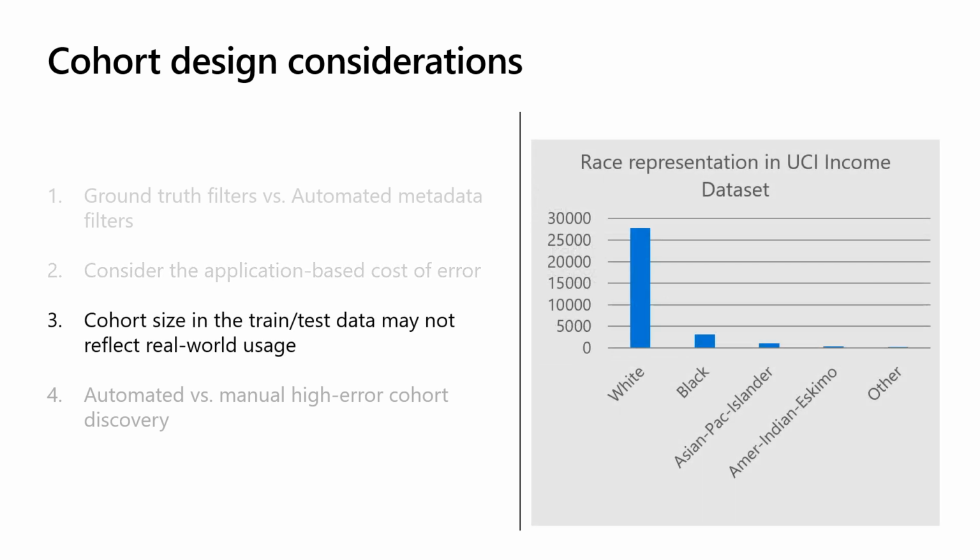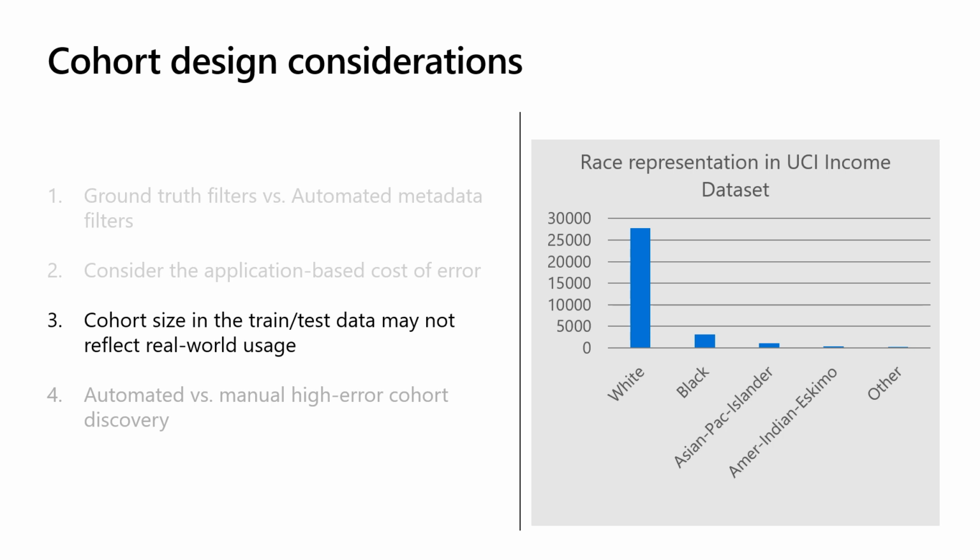Third, cohort size in the training data or test data may not always reflect real-world usage. Sometimes practitioners may find themselves in a situation where they have a reasonably small cohort in the data that has a high error rate. Even though the error rate is high, they are still not sure if this is a significant result because the test data itself is small. The recommendation here is that even though the cohort is small, it is still good practice to pay attention to the situation if the cohort is important enough for the application.